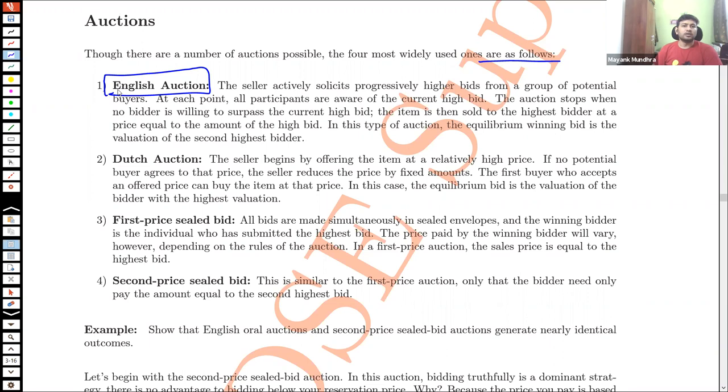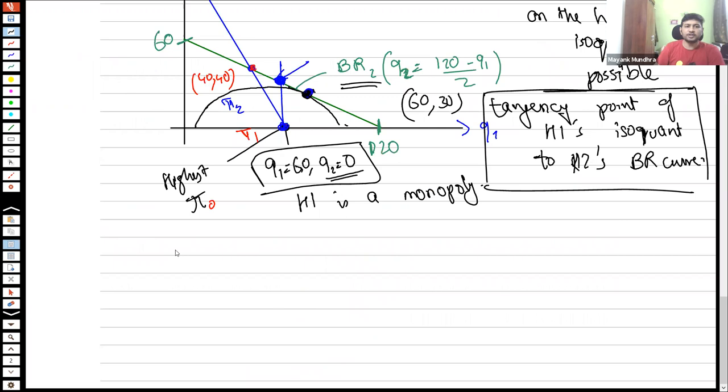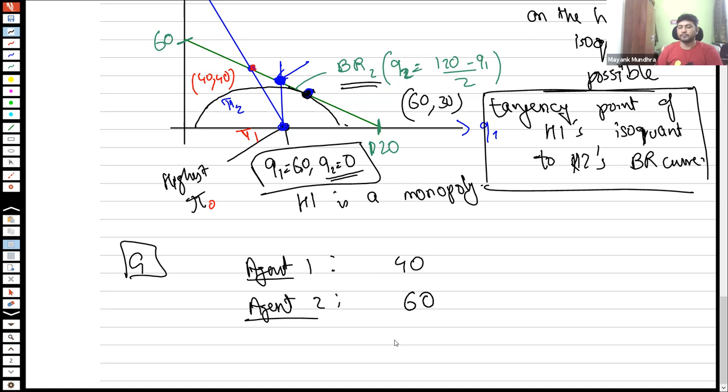All right. In an English auction, suppose there are two agents bidding for some particular good G. For agent one, the good G holds a value of 40 rupees. For agent two, the good G holds a value of 60 rupees. They start from zero and keep going up by 1 rupee each: 1, 2, 3, 4, 5, 6 and so on. So what is going to be the final selling price of this good?